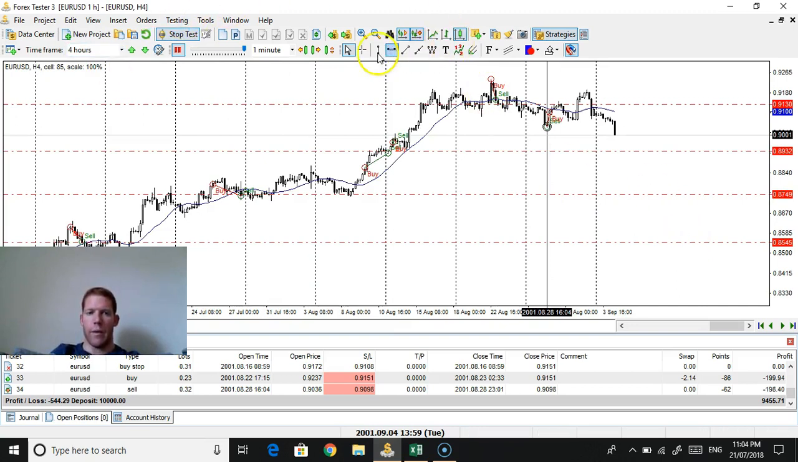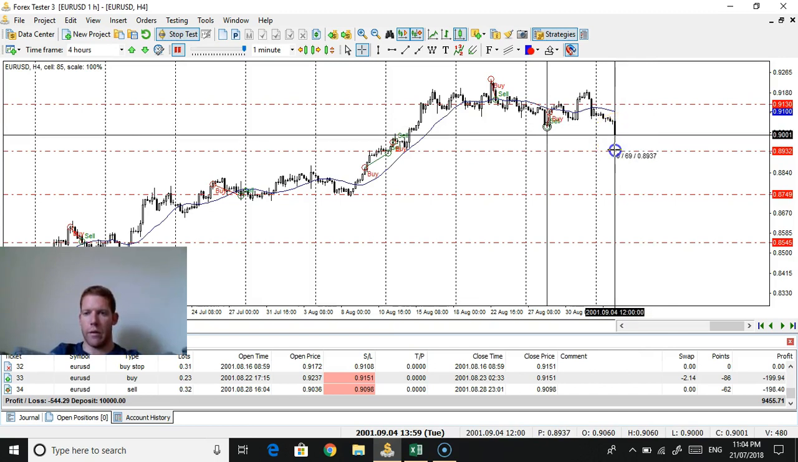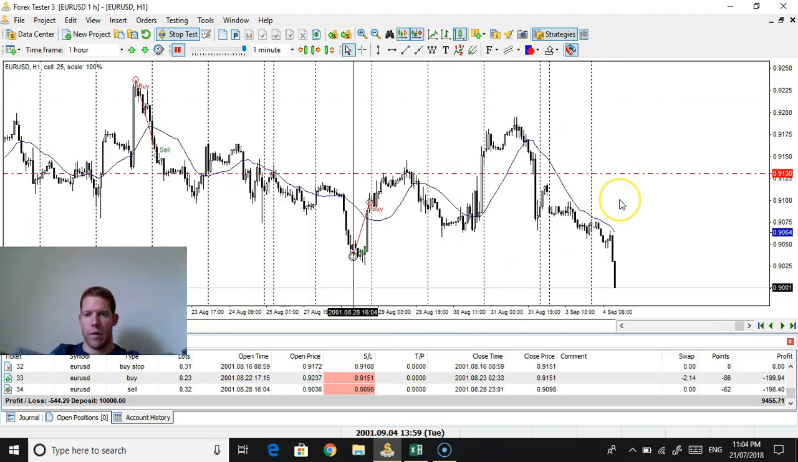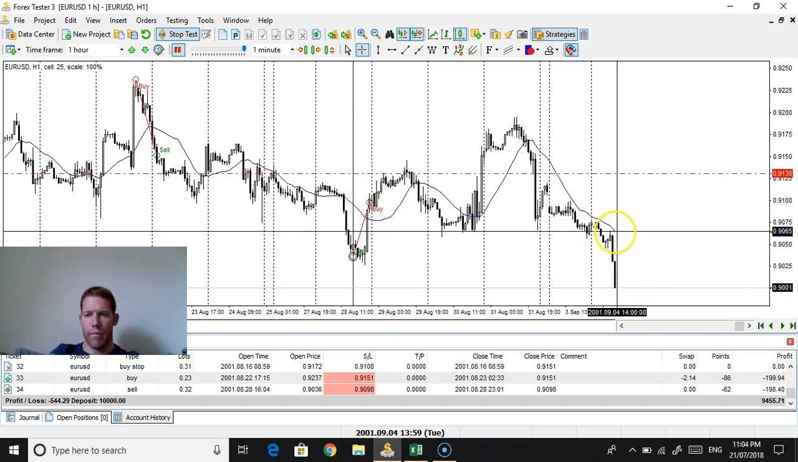Alright, what I want to see is how far that candle is. That's 77 pips. So my win rate is 47% currently as well.